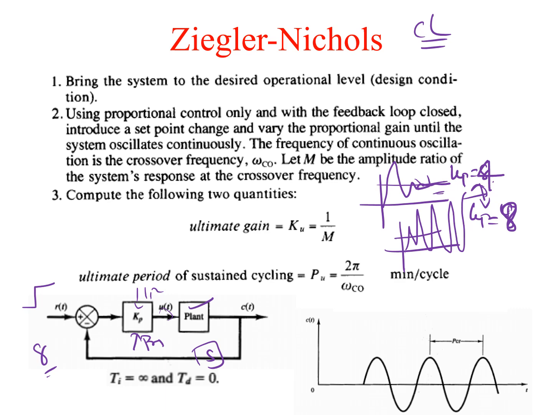So you have to keep on changing the value between 4 and 8 until you get sustained oscillation. Sustained oscillation means the magnitude should be the same. So until you get sustained oscillation, you have to keep on tuning this variable. So this is called the Ziegler-Nichols test.